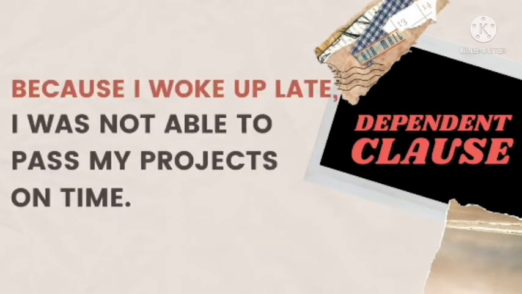Another example is because I woke up late, I was not able to pass my projects on time. This sentence is also divided into two parts. First part is because I woke up late, and the second part is I was not able to pass my projects on time. The first part is the dependent clause, as it may have a subject and a verb, but it does not express a complete thought. Also, it begins with a subordinating conjunction, because.